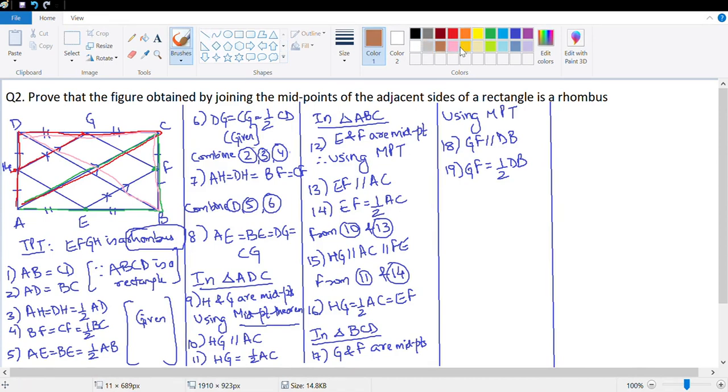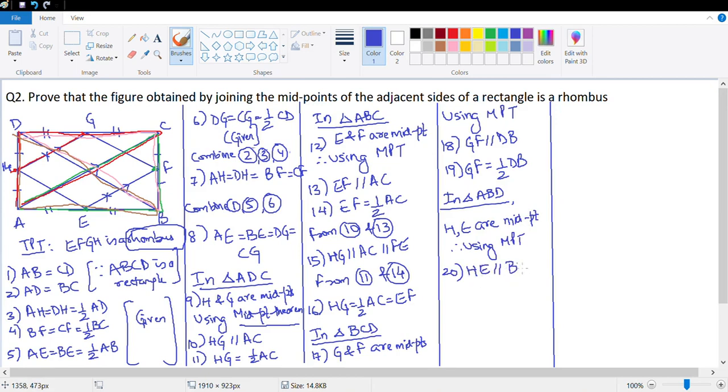That brings me to the last triangle that we will look at, which is triangle ABD. So now let's write this down. In triangle ABD, are there any midpoints? Yes, H and E are midpoints. Therefore, using the midpoint theorem, what do I get? Number 20 would be HE is parallel to BD, and number 21 would be HE is equal to half BD. Perfect. So now I know that HE is parallel to BD.